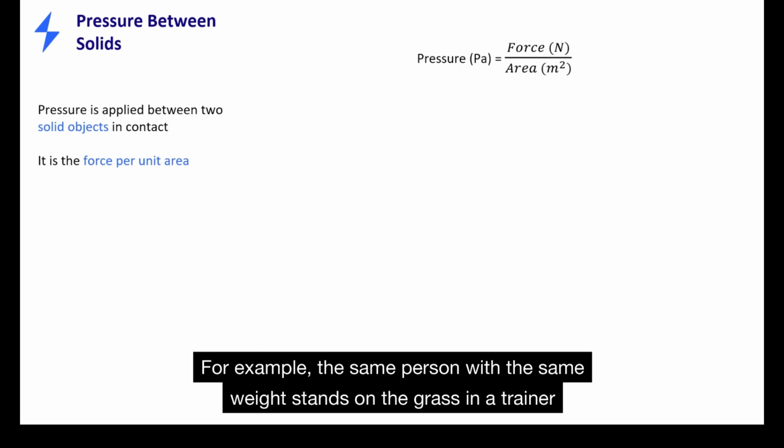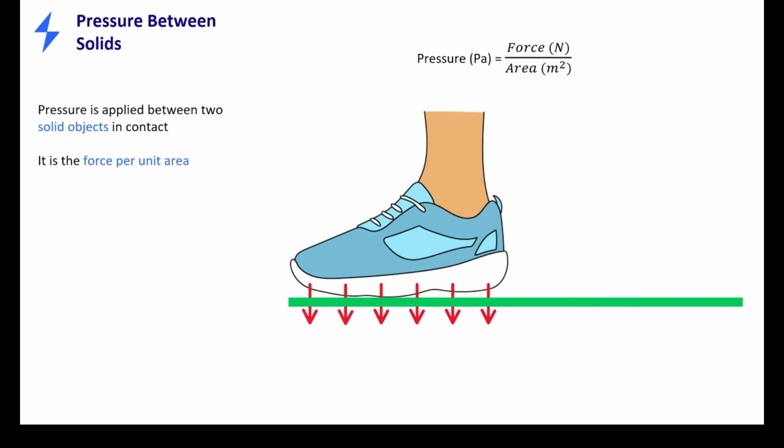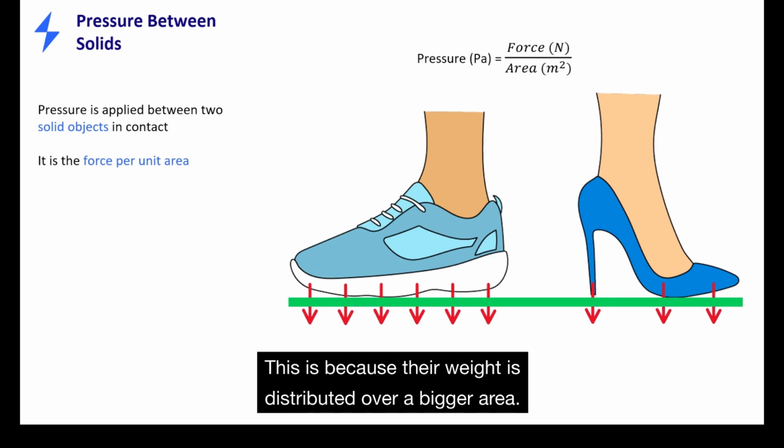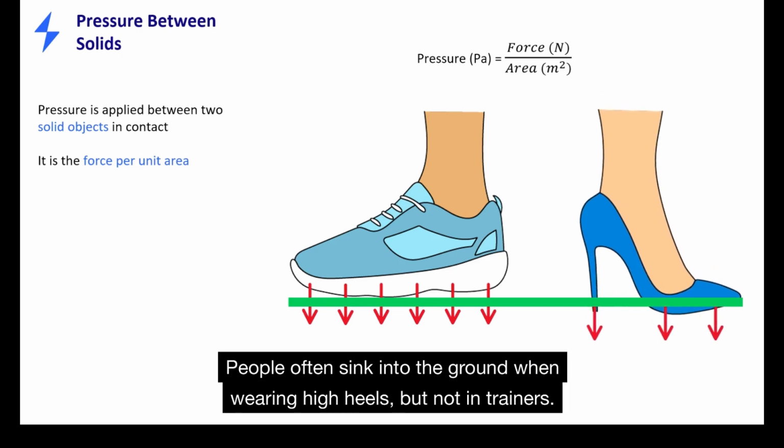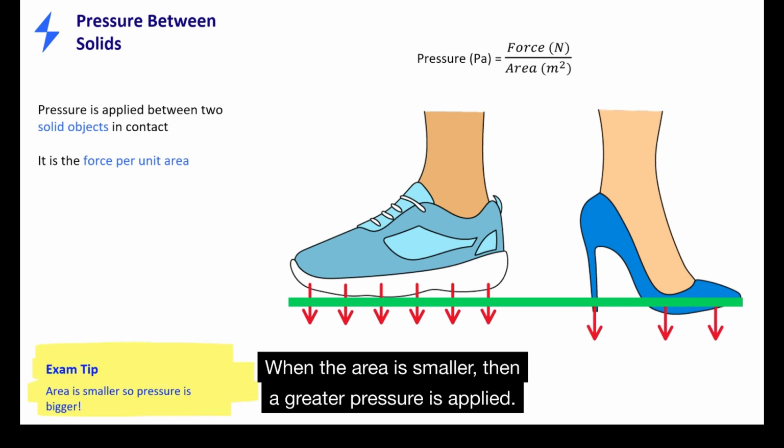For example, the same person with the same weight stands on the grass in a trainer and applies less pressure to the grass than if they were standing in a high heel. This is because their weight is distributed over a bigger area. People often sink into the ground when wearing high heels, but not in trainers. Don't get confused. When the area is smaller, then a greater pressure is applied.